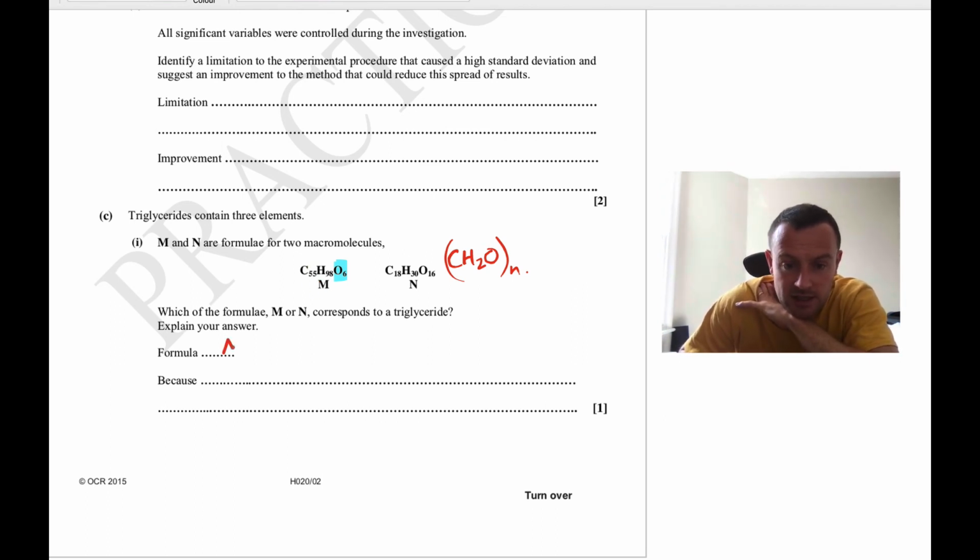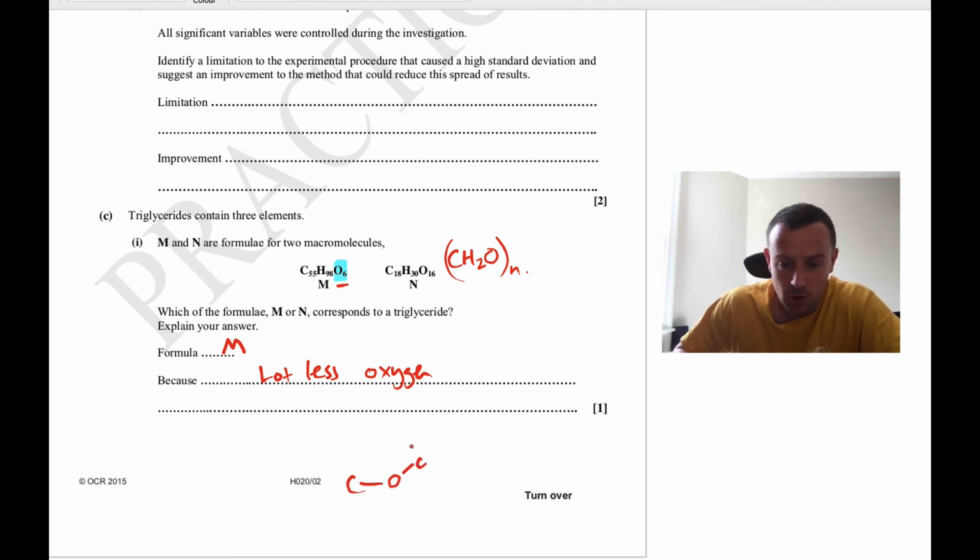So the idea is that it's M. There's a lot less oxygen, a lot fewer oxygen atoms. The reason there's actually 6 there is because for each ester bond, it's like that. So there's 2 oxygens per ester bond, and we've got 3 ester bonds.